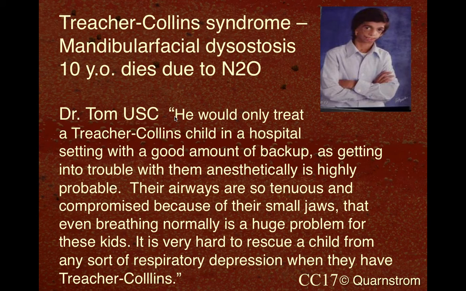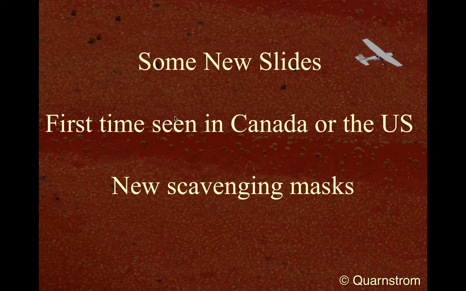Here's a picture of the young man, a 10-year-old, who was given nitrous oxide by a dentist in fairly low doses, from the review I did. And Tom said he'd only treat a Treacher Collins child in the hospital setting with a good amount of backup, as getting into trouble with them anesthetically is highly probable. Their airways are so tenuous and compromised because of their small jaws that even breathing normally is a huge problem for these kids. And it's very, very hard to rescue a child from any sort of respiratory depression when they have Treacher Collins. So this is one patient you don't use it on.